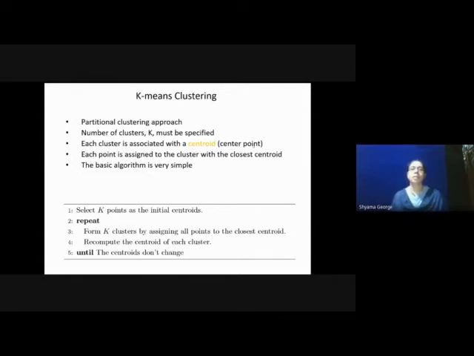This is the algorithm. Select k points as initial centroids. Repeat: form k clusters by assigning all points to the closest centroid, and recompute the centroid of each cluster, until the centroid does not change.